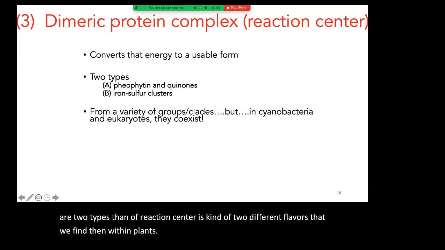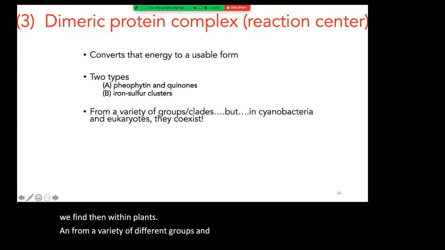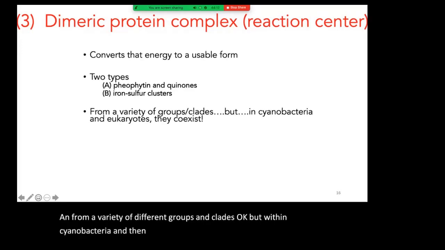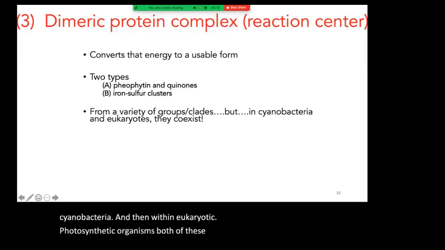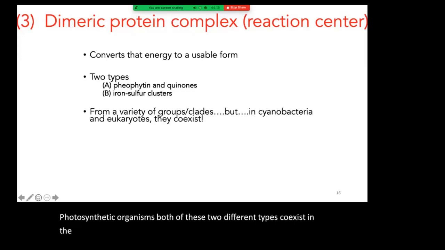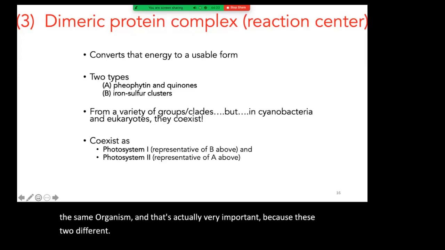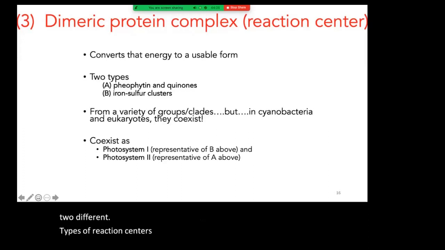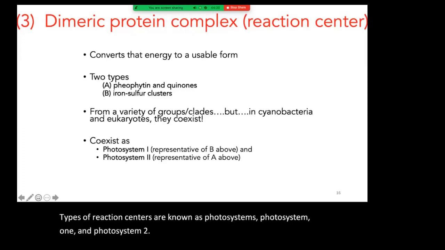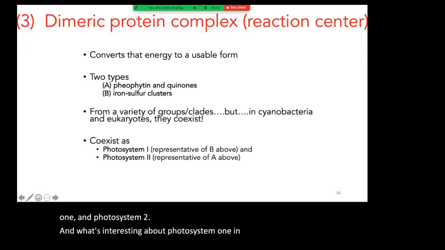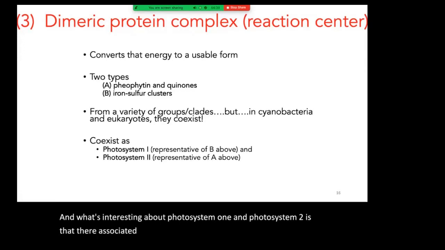And from a variety of different groups and clades, okay? But within cyanobacteria and within eukaryotic photosynthetic organisms, both of these two different types coexist in the same organism. And that's actually very important because these two different types of reaction centers are known as photosystems, photosystem 1 and photosystem 2. And what's interesting about photosystem 1 and photosystem 2 is that they're associated with the different wavelengths of light that you harvest.